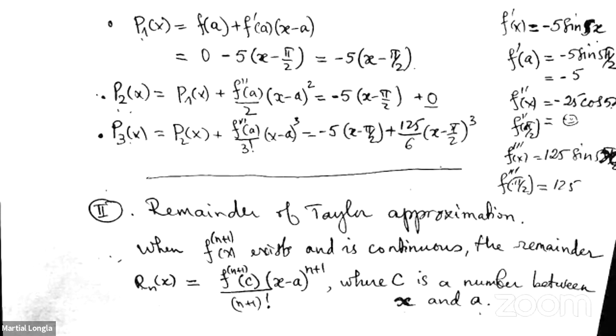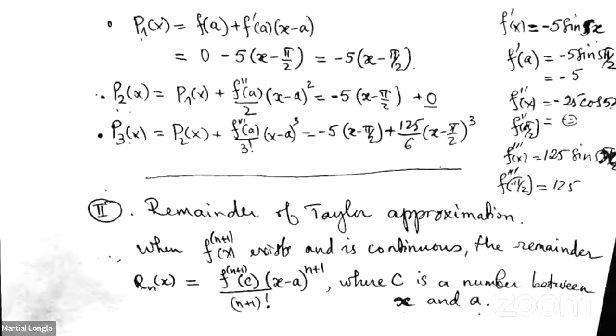So c is a number between x and a. So when the next derivative exists and is continuous, then we can prove that the remainder can be written as the n plus first derivative at some point c, that is between x and a, divided by n plus 1 factorial times x minus a to the power n plus 1. And this formula is often used to find an upper bound on the error.